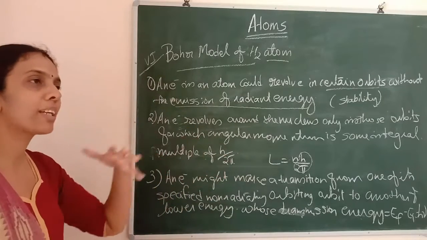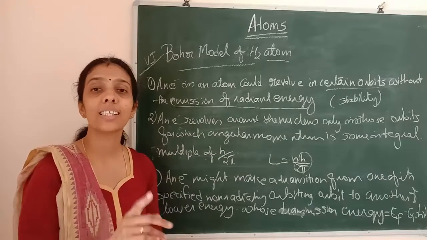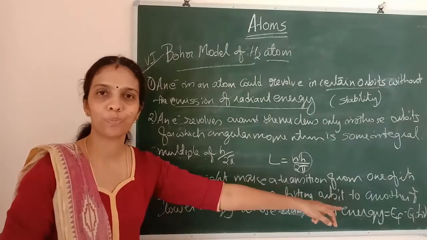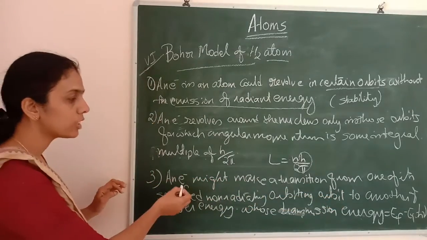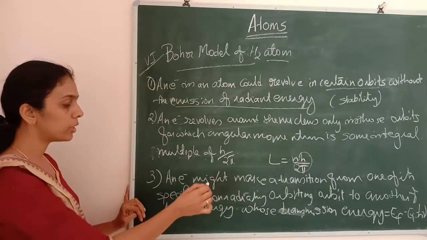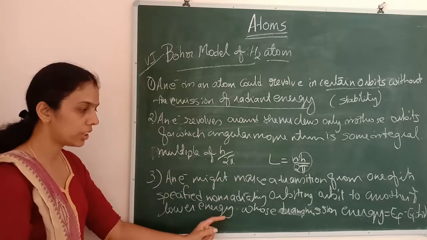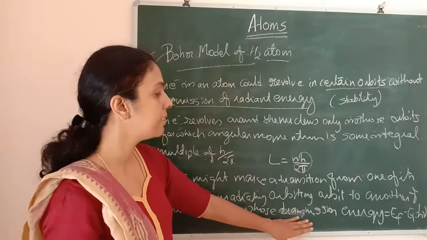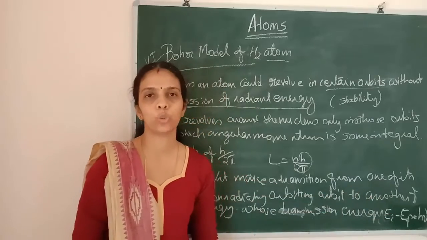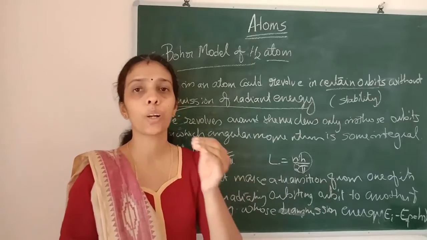Okay, so while it is coming to the lower orbits, how much energy should it release? It will be releasing 1 photon of energy. What is 1 photon of energy? h nu, isn't it? So an electron might make a transition from one of its specified non-radiating orbits to another of lower energy, whose transition energy is E_i minus E_f equals h nu. So initial energy minus final energy equals h nu.